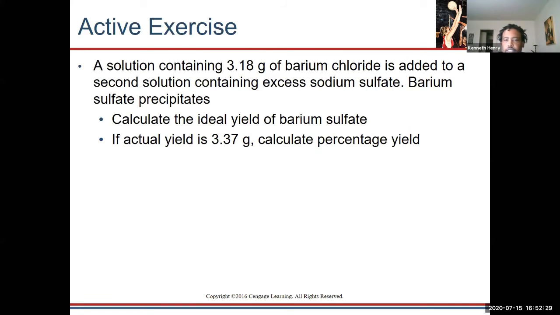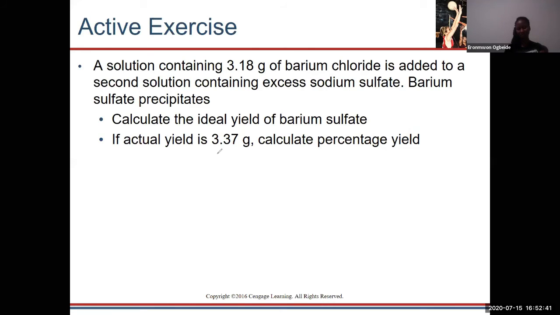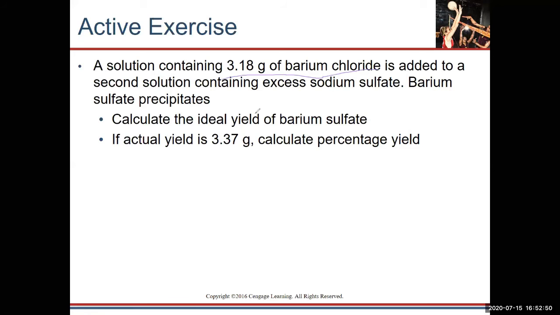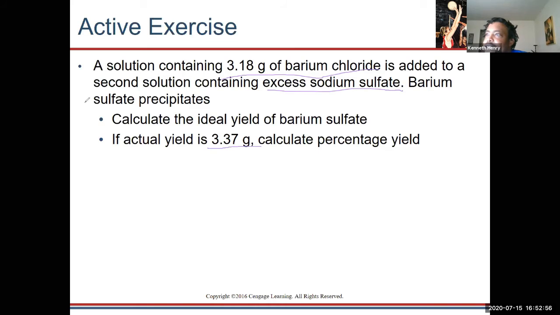Okay, so let's do this. What are we going to do first? Number one, givens. Okay, so let's find our givens. This is a given. This is a given. This is a given. This is a given. Okay, so what is the first thing I'm going to do? Write the equation. That's right, we're going to write our equation.